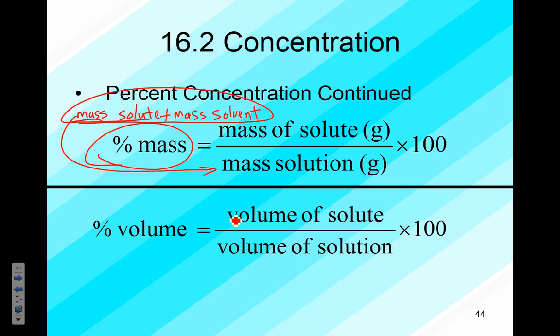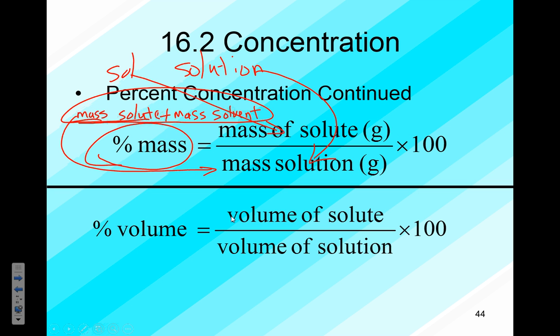That might be the case if they gave us the solute and the solution. If that's what they gave us, yes, we're just going to put this here and we're going to put that there. But if they give us the solute and solvent, we have to add them together. So always be careful of percent mass because there's two different ways these problems look.